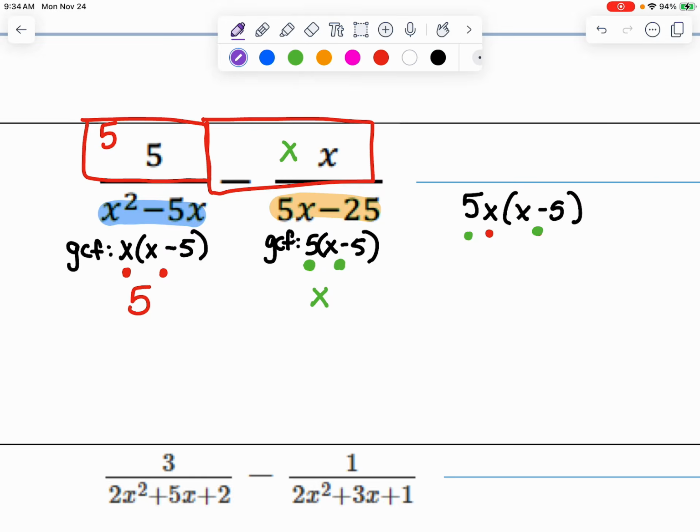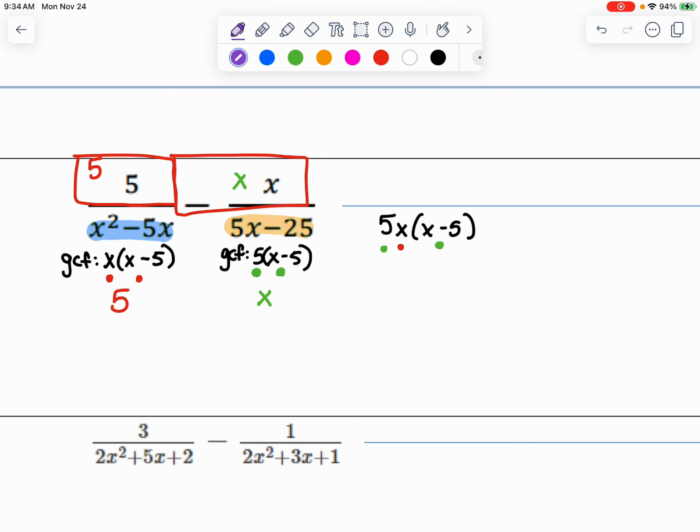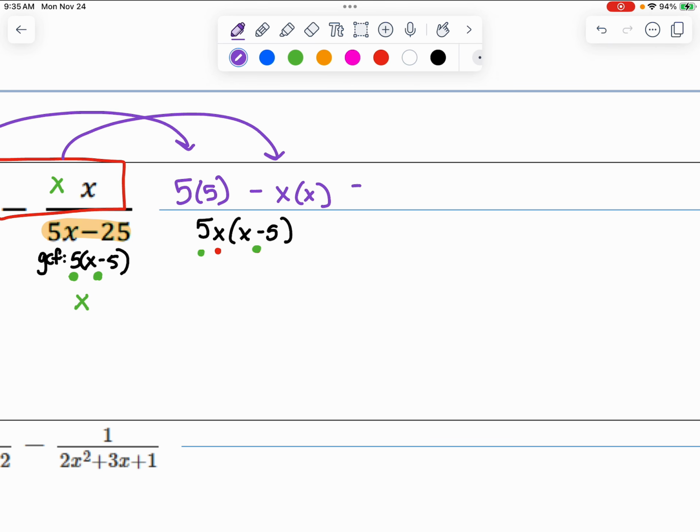I'm going to do the same thing and bring you through the next step. So the first thing I bring over from here is a 5 times a 5. Yes, I know that's 25. And the second thing is a minus with an x times an x. So right here, it's small enough, you distribute. In other words, you get 25 minus x squared. Please write this variable first.